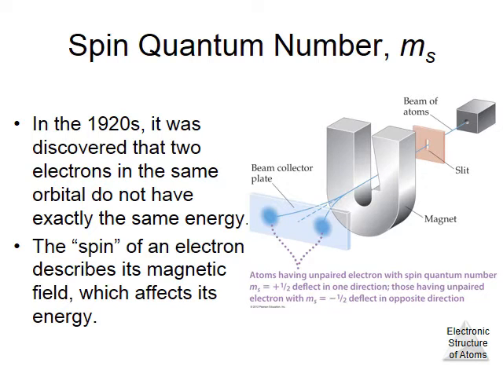Now we are going to discuss spin quantum number, which is represented by ms value. This was discovered in 1920, that when there are two electrons in the same orbital, they do not have exactly the same energy, because electrons don't spin in the same manner. If one spins in clockwise direction, the other one would be spinning in anti-clockwise direction.